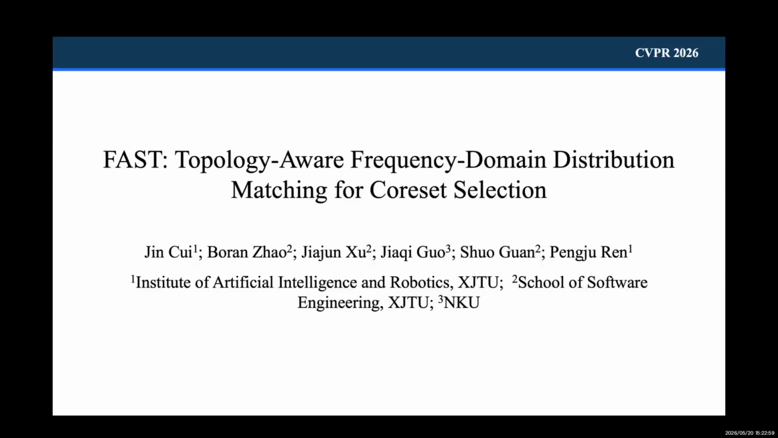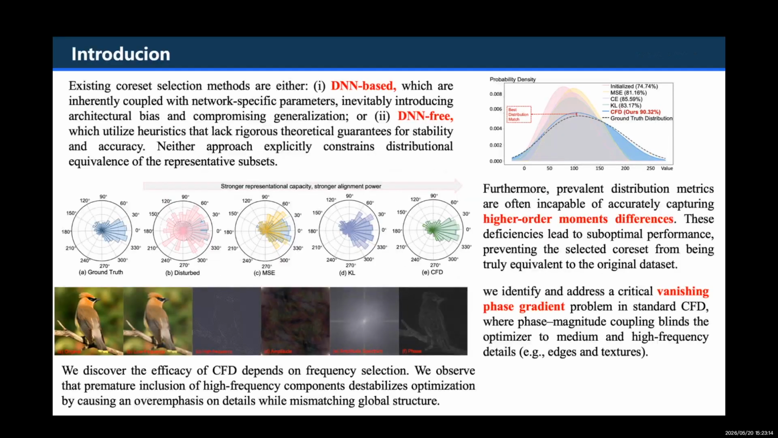Okay, hello everyone. Here is the official demo of the first topology-aware frequency domain distribution matching for Coreset selection in CVPR 2026, and it's a work done at XJTU. First, I would like to give you a brief introduction of this work.